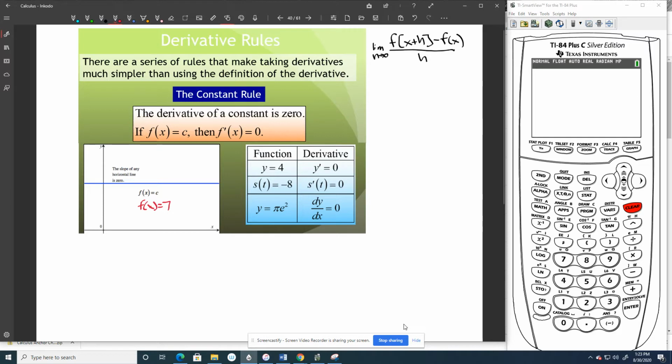So if y equals 4, the derivative is 0. If s of t equals -8, the derivative is 0. If y equals pi times e squared, well, that's a constant. That's a constant. So the derivative is still equal to 0.